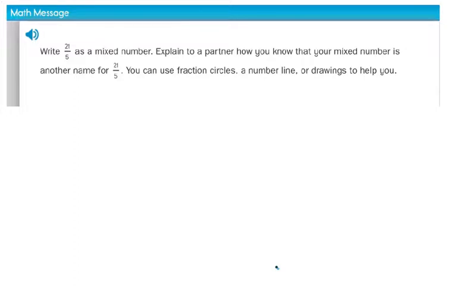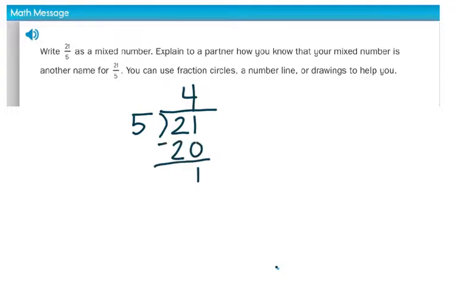So on your whiteboard, would you go ahead, put 21 in the dividend, and write 5 as the divisor. How many 5's are there in 21? Well, it goes in there 4 times, right? 5 times 4 is 20. Go ahead and subtract that.